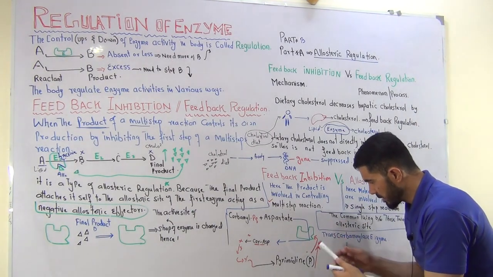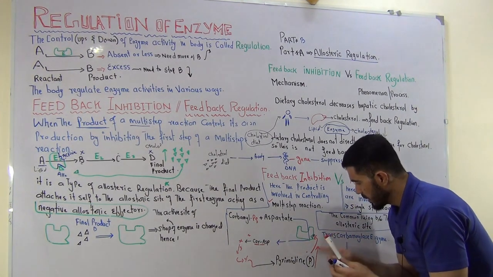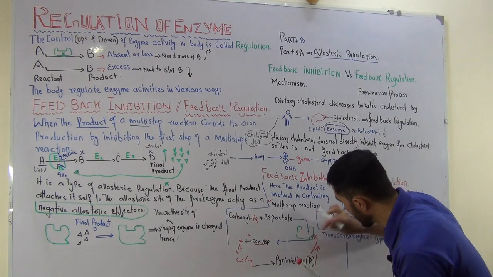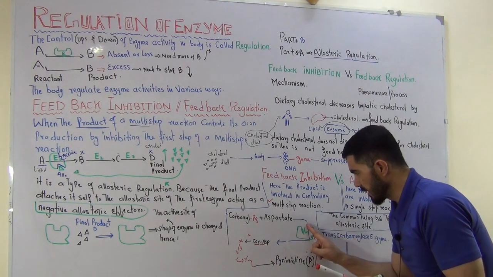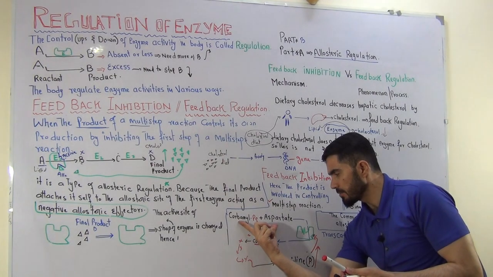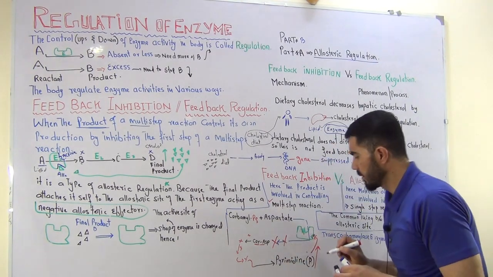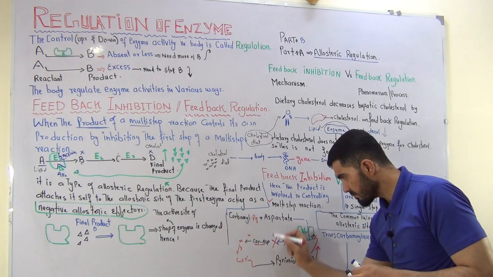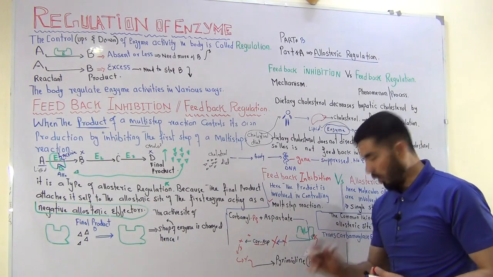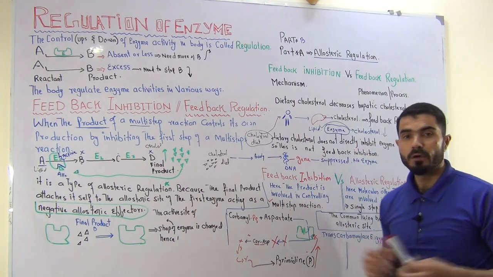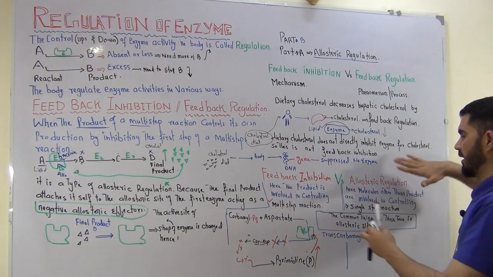So once the product P attaches itself here at the allosteric site, what happens? It changes the shape of the active site. So the shape of the active site is changed. Now, this active site cannot convert carbamyl phosphate and aspartate into carbamyl aspartate. So the reaction will stop. When the first step is stopped, the second step will also be stopped. Consequently, all other steps will also be blocked. As a result, no further pyrimidine will form. So this is all the idea behind what we call feedback inhibition and allosteric regulation.